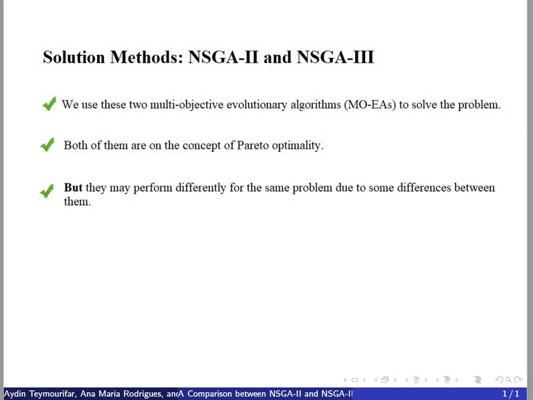We use NSGA-II and NSGA-III to solve the problem. These are multi-objective evolutionary algorithms. They are based on a similar concept, which is the Pareto optimality concept. However, they may perform differently for the same problem due to some differences between them.